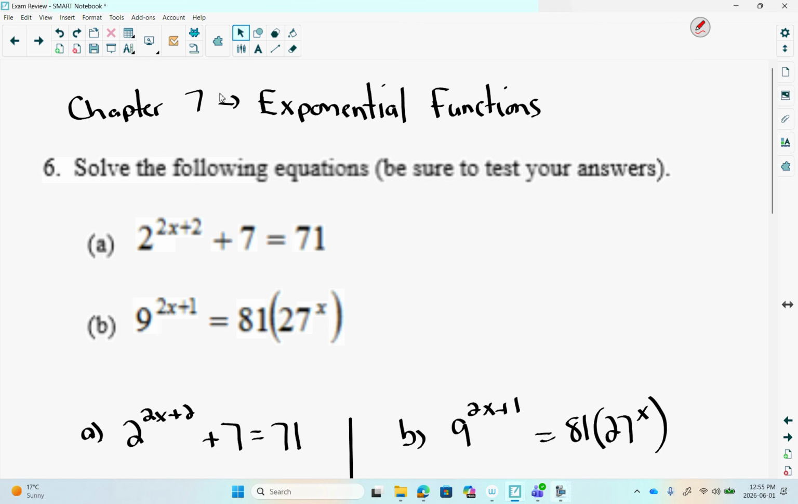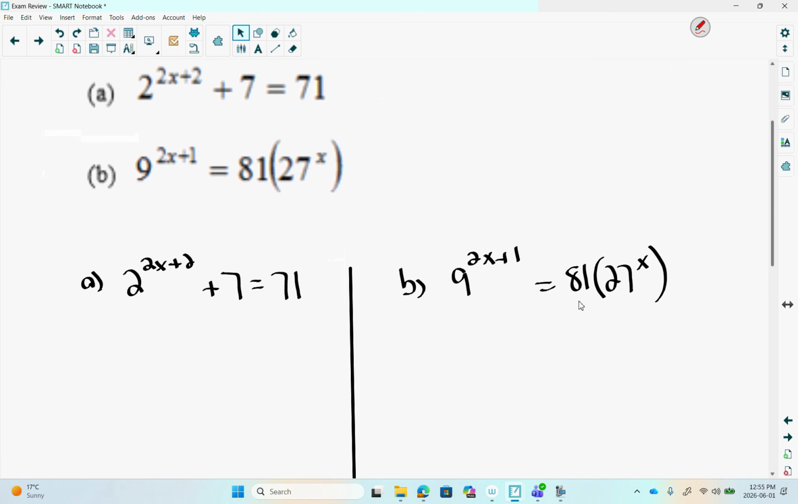All right, we'll continue with our exam review. We're going to look at first some questions from Chapter 7. I have a couple of exponential equations here for you. Now, the idea with an exponential equation, when you're trying to solve for an unknown that is in an exponent, is you have to get a common base.